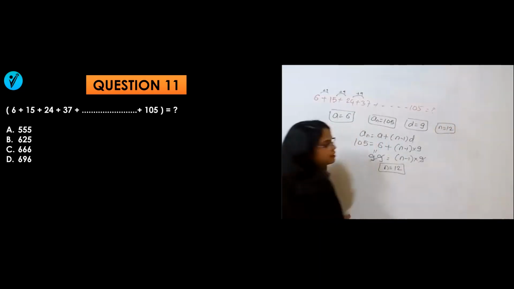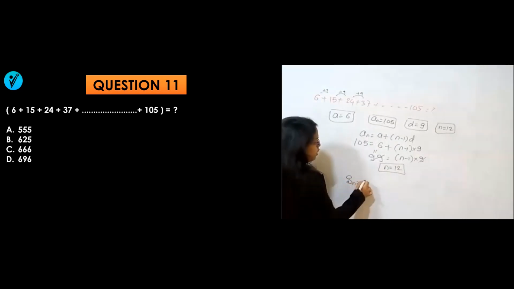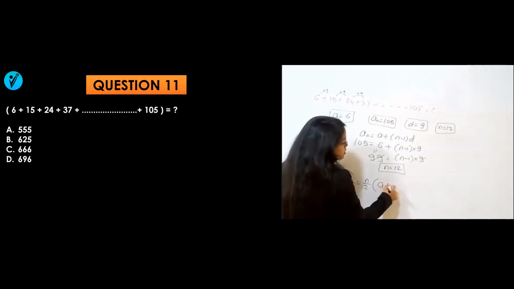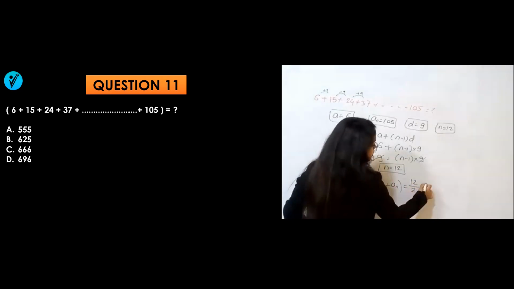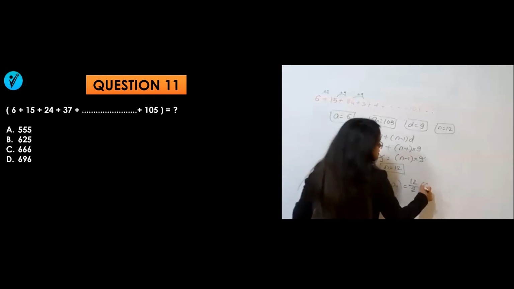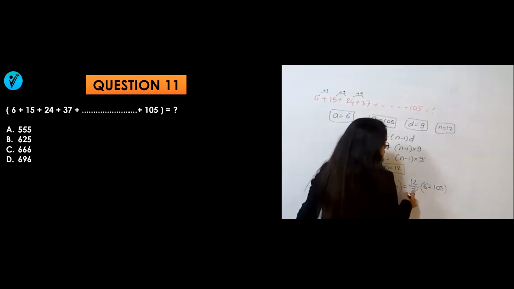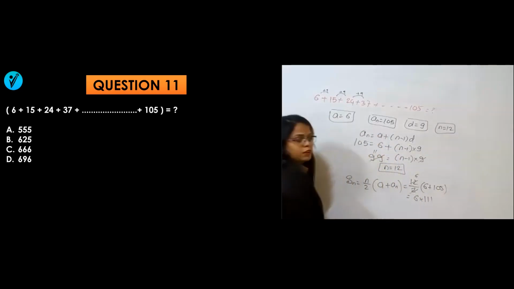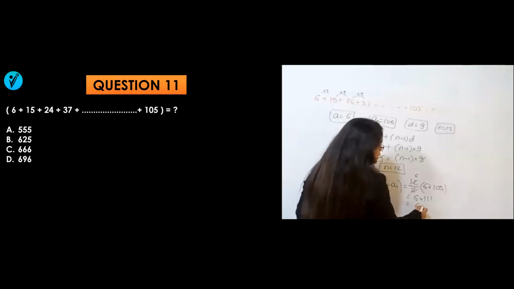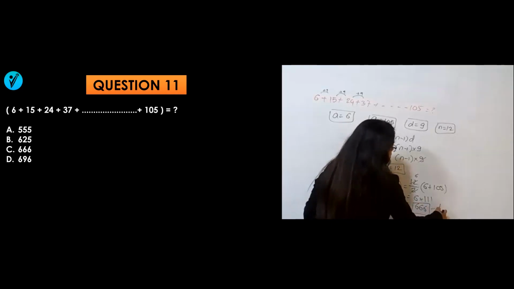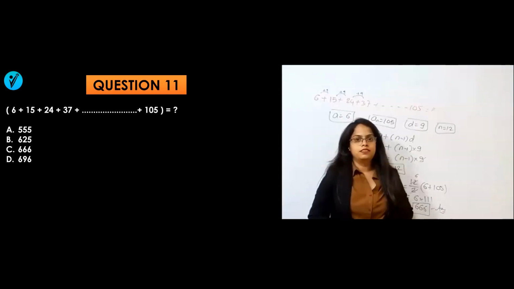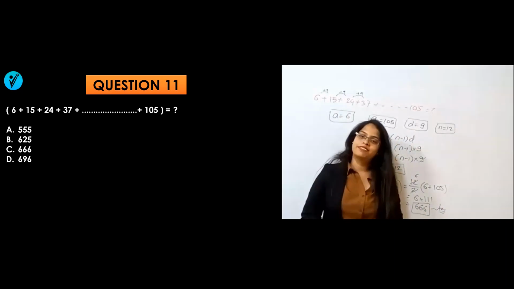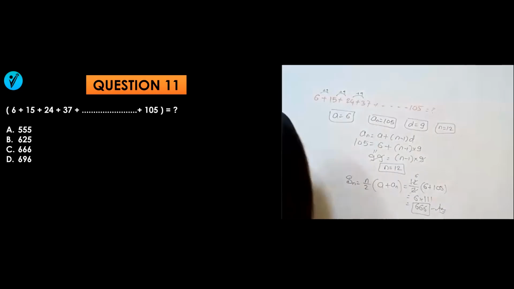So can we find out this sum? Sum of N terms is equal to N by 2 in bracket first term plus last term, where 12 by 2 in bracket first term is 6, last term is 105. So this will be what? 6 times. 6 times of what? 105 plus 6 will be 111. So it will be equal to triple 6. So your answer will be option C. That is 666 will be your answer. Total sum will be 666. That's it. Now let's go for the next one.